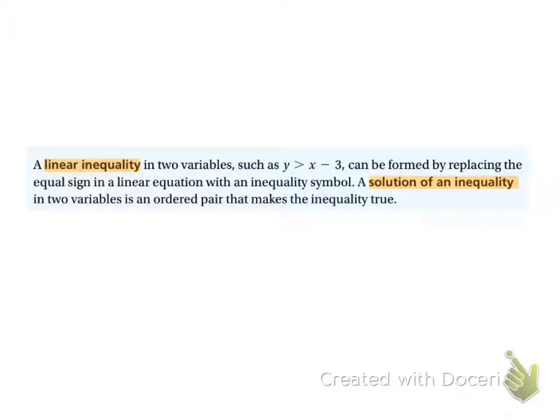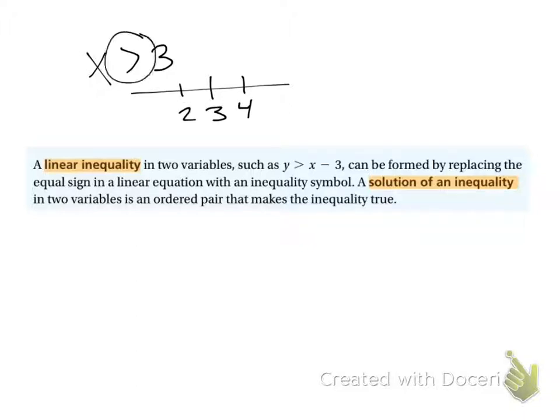So we've talked about inequalities before, something like x is greater than 3. And we make our number line, we stick 3 in the middle, we'll stick 4 and 2 next to it. This tells us that it's an open circle. So an open circle at 3 and it would go to the right. And that would be our solution, right?